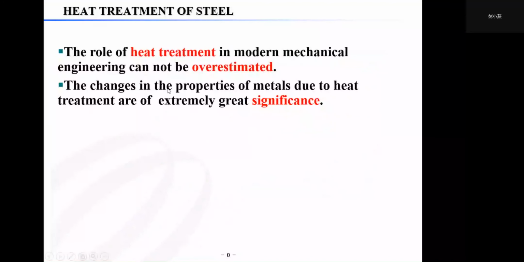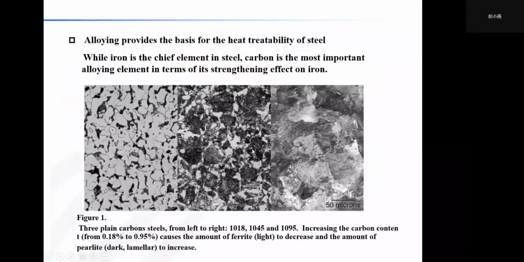Okay, this is the rule of heat treatment. And this figure is three plain carbon steels from left to right. From left to right, the carbon content will increase. Increasing the carbon content from 0.18% to 0.95% causes the amount of ferrite, the light area, to decrease, and the amount of perlite, the dark lamellar area, like this and this, to increase.